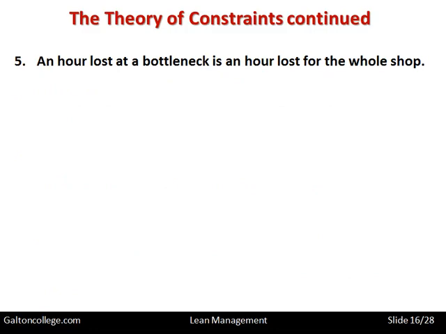An hour lost at a bottleneck is an hour lost for the whole shop. When there is a bottleneck, when there is congestion at a machine and the machine is working flat out, but it's not producing enough, it doesn't have the capacity to deal with the backlog. If that's the case, then the whole output of the business is determined by that one machine. That one machine is determining the speed of production in the system.